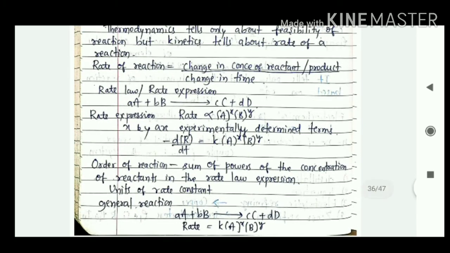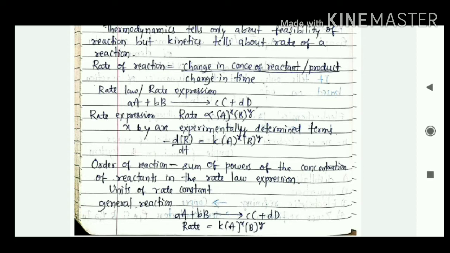Then we have one more important definition, known as the order of a reaction. The sum of the powers of the concentration terms of the reactants in the rate law expression is known as the order of a reaction.